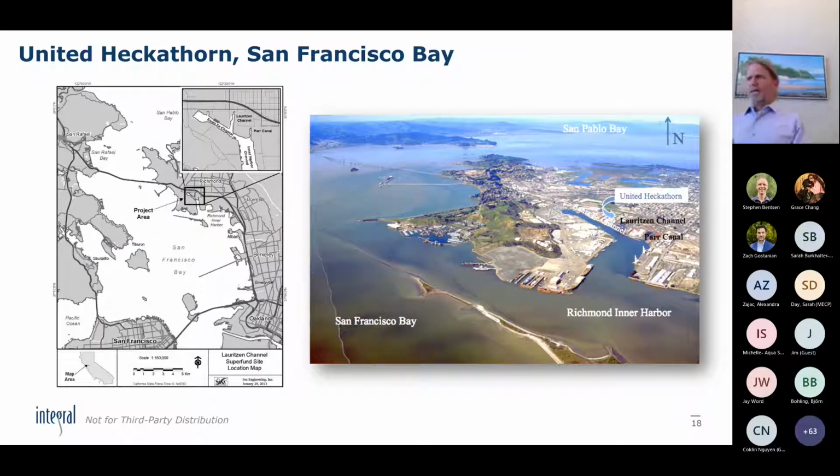Another site I'm going to chat about quickly is the United Heckathorn site in San Francisco Bay. Those of you familiar with San Francisco Bay, this is central San Francisco Bay. The Golden Gate would be out here to our left, San Pablo Bay up to the north here. This area over to our right would be Berkeley. Oh, here's our big map here. I apologize. Richmond and then Berkeley down here, and San Francisco across the way.